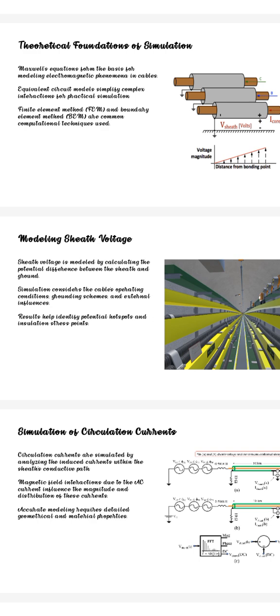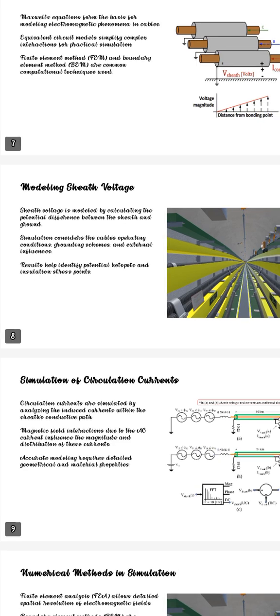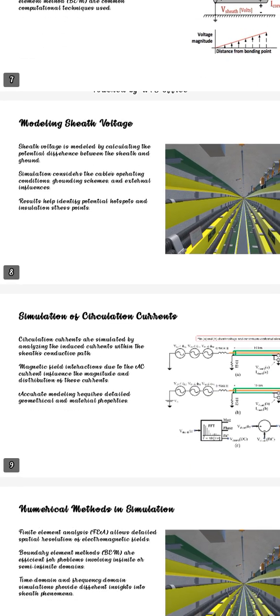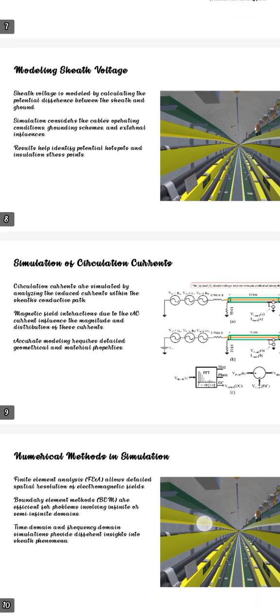Modeling sheath voltage. Sheath voltage is modeled by calculating the potential difference between the sheath and ground. Simulations consider the cable's operating conditions, grounding schemes, and external influences. Results help identify potential hotspots and insulation stress points.